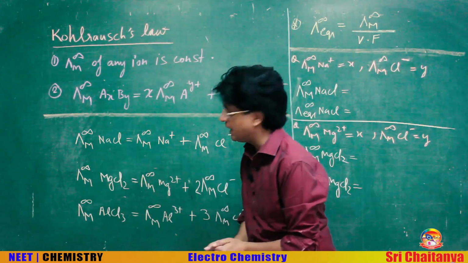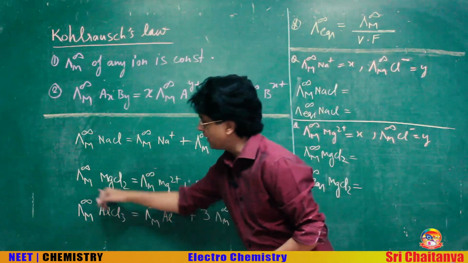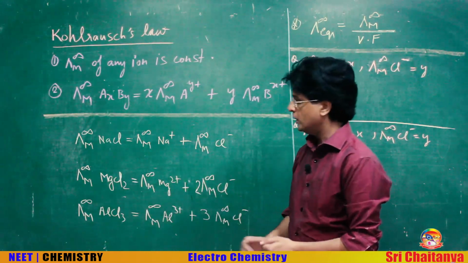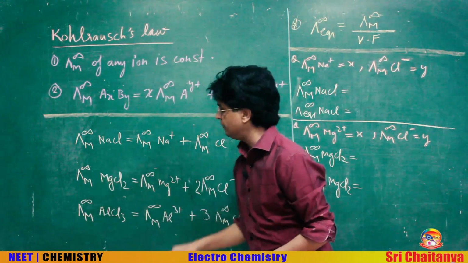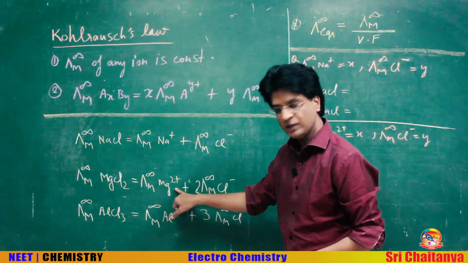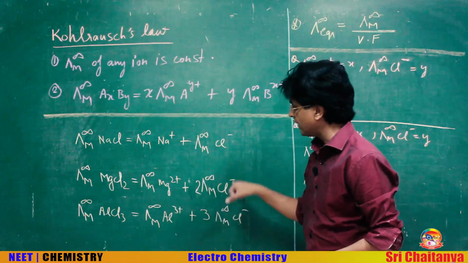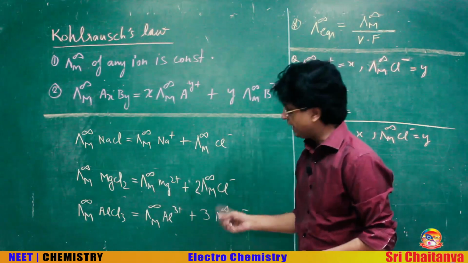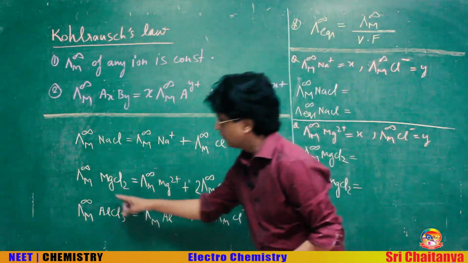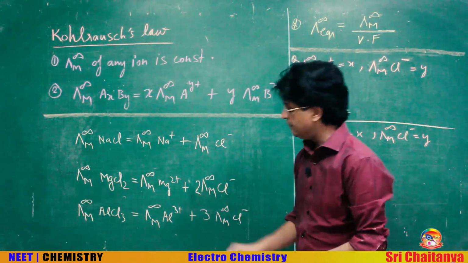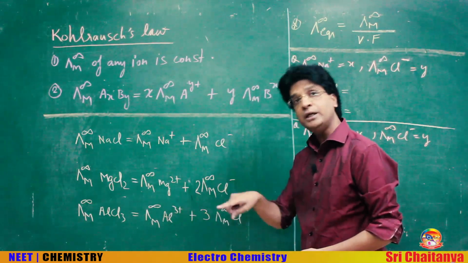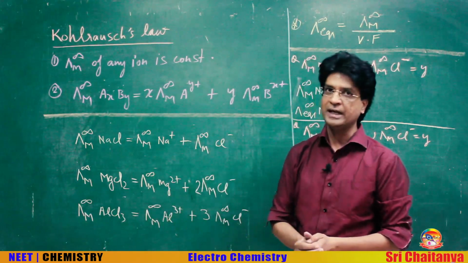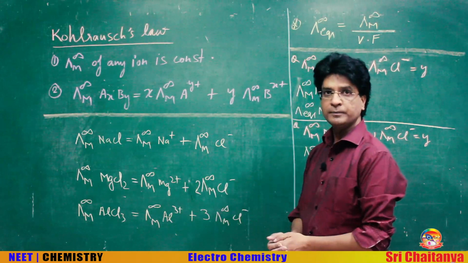Now molar conductance of MgCl2. 1 molar MgCl2 will give you 1 molar Mg ions and 2 molar Cl ions. So the molar conductance of this electrolyte will be the molar conductance of Mg ions plus 2 into the molar conductance of Cl ions. Why? Because we have got 2 Cl ions and only 1 Mg ion, so I have to multiply by 2. Molar conductance of AlCl3 similarly will be the molar conductance of aluminum ion plus 3 into the molar conductance of Cl ions, because in 1 mole of AlCl3 we have got 3 Cl ions. So I will have to multiply by 3.